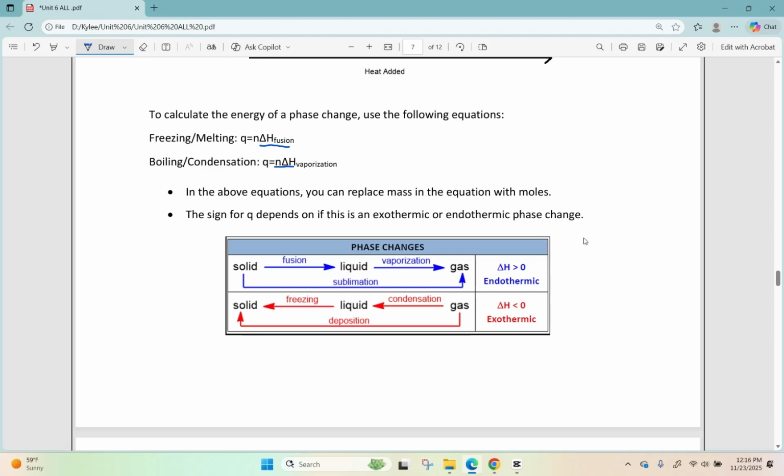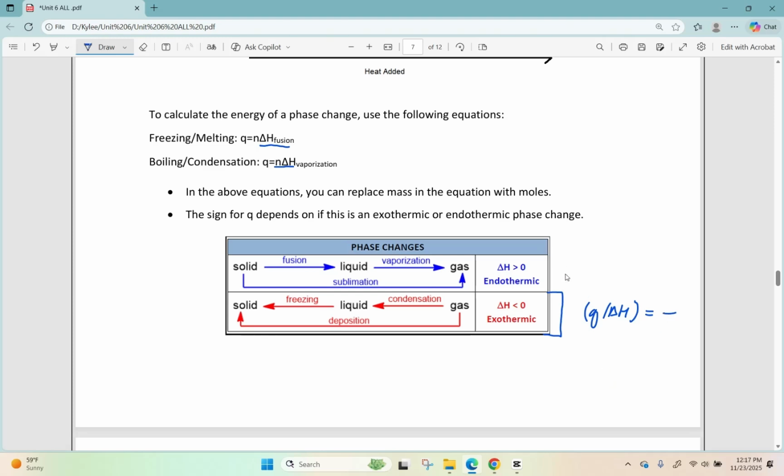Now, here's the fun part: when you are freezing and when you are condensing, those are actually exothermic processes, and that's what's showing down here, because we will be taking energy away from the system in order to make that happen. So any time we do a calculation involving condensation or freezing, that's going to be an exothermic process, which means Q and delta H are going to be negative because energy is leaving the system.